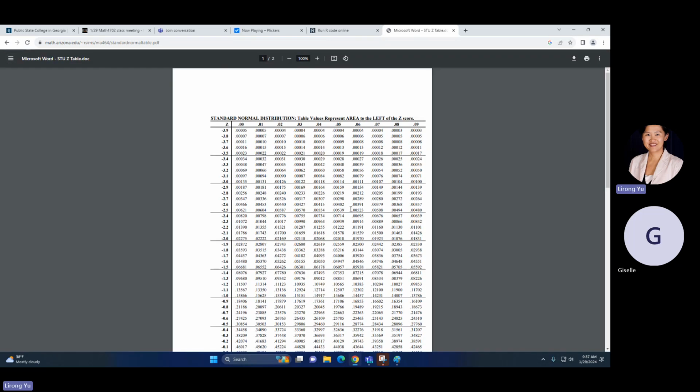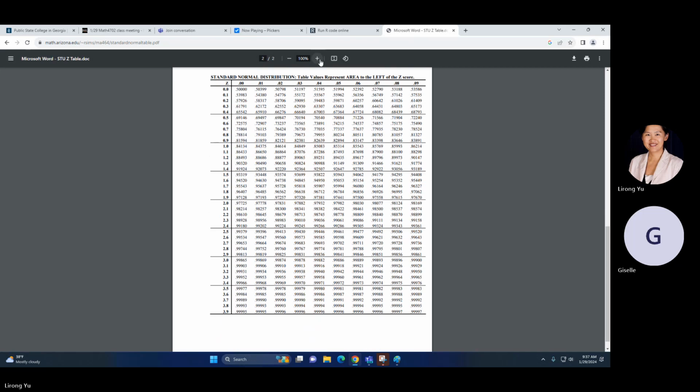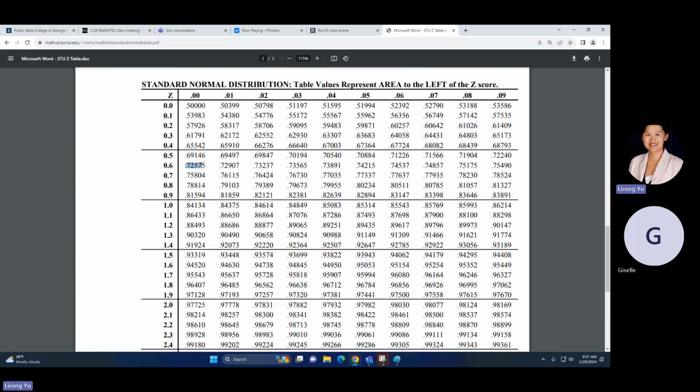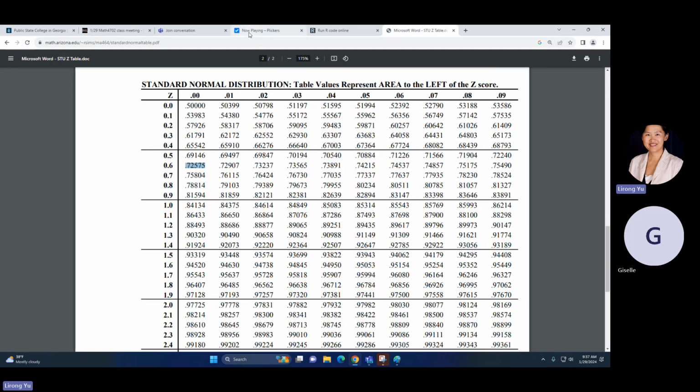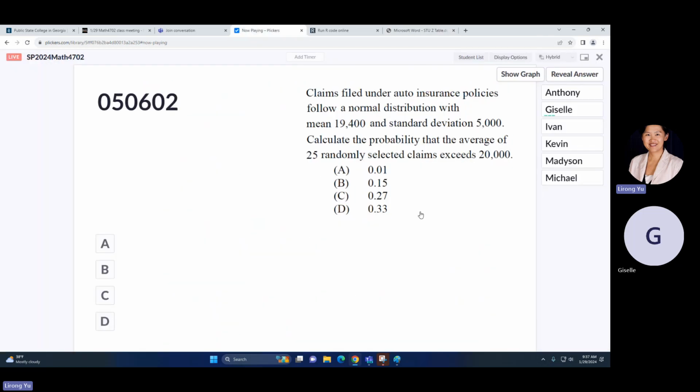Right, so we need the 0.6. Okay, that will be the 0.6, and you have to do 1 minus, right? It's the right side. It's the probability to be bigger than. So with 1 minus that table value, we should be able to identify the probability of exceeding the 20,000 mark. Anyway, so that's the overall calculations.